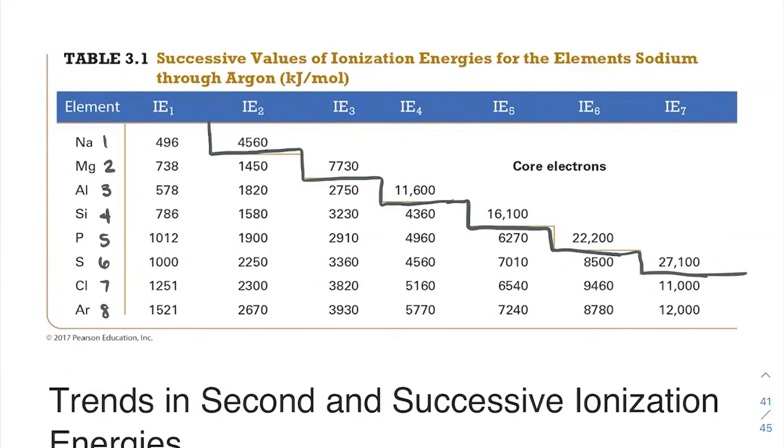So sodium has 1 valence, its biggest jump comes at the second ionization energy. Chlorine has 7 valence. The biggest jump is going to come over here at ionization 8. Big, huge. Don't even try.